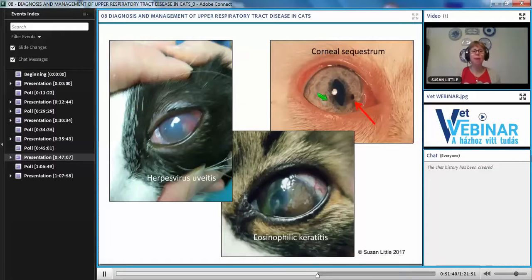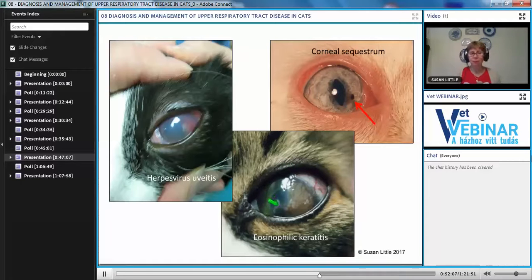This is a cat with a corneal sequestrum. You can see the red arrow is pointing to that little black dot. That's an area of dead corneal epithelial cells, and we believe that that is initiated by herpes virus infection. This one is fairly non-reactive. Often there's a reactive or inflammatory response, at least initially, around that type of sequestrum.